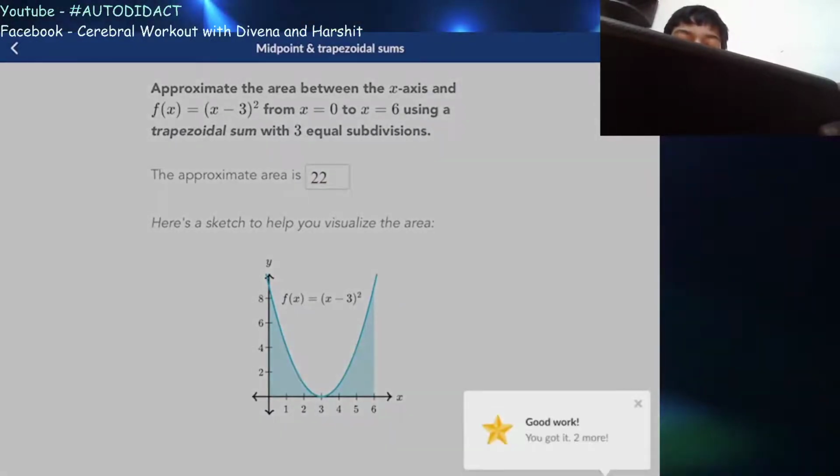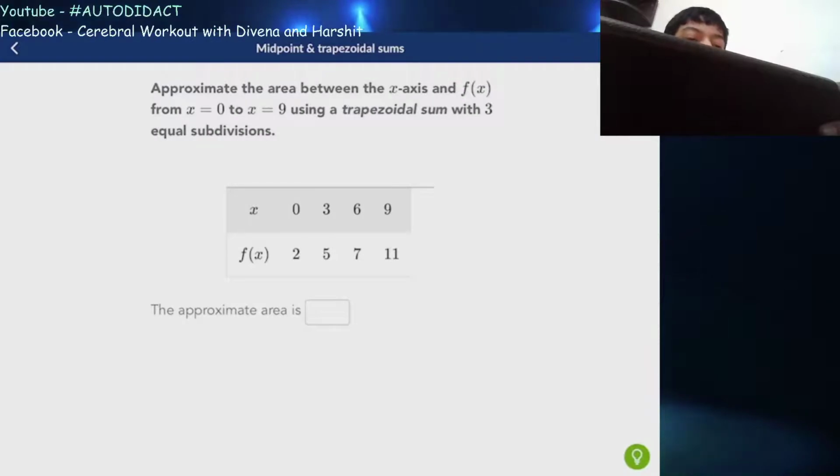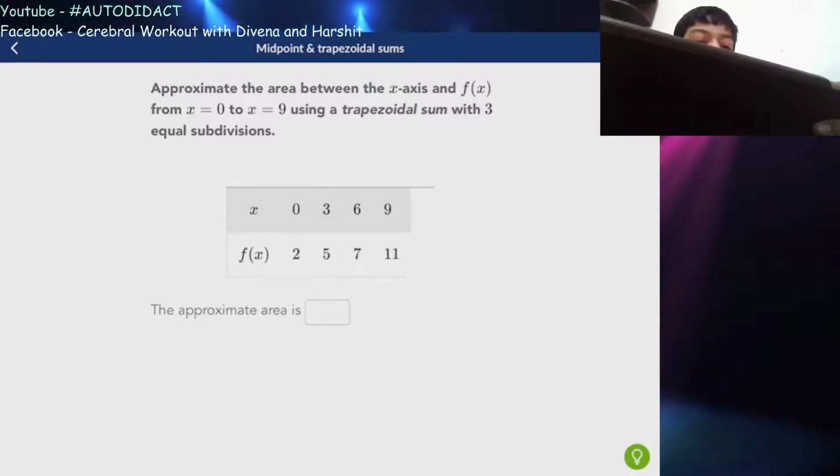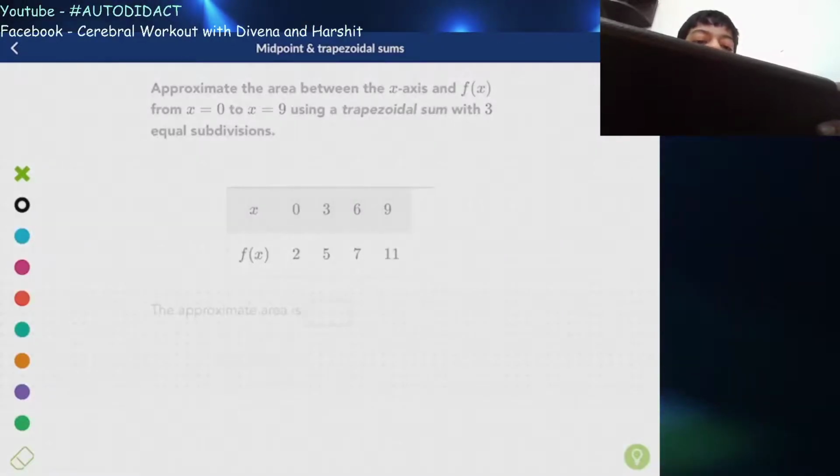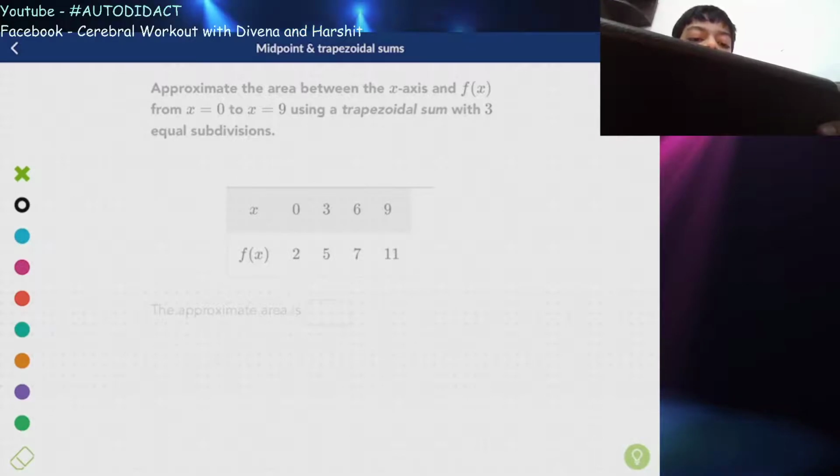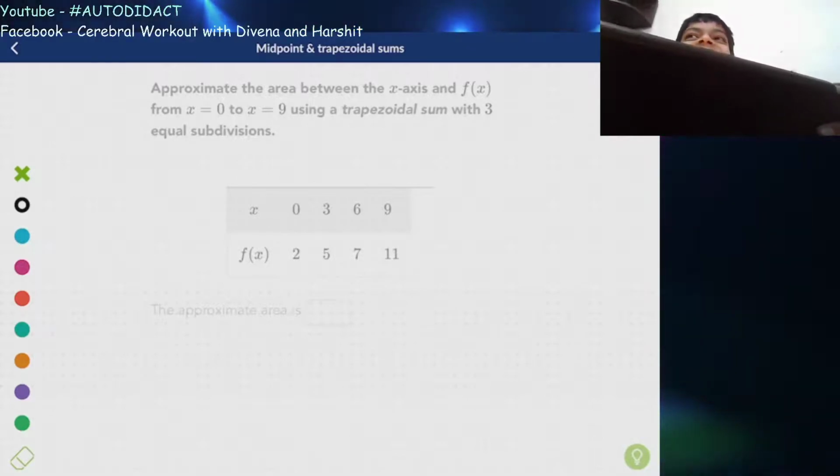Let's do the next one. Approximate the area between the x-axis and f of x from x equals 0 to x equals 9 using a trapezoidal sum with 3 equal subdivisions. So the approximate area is, with 3 equal subdivisions, as we saw in this case, delta x equal to 3.